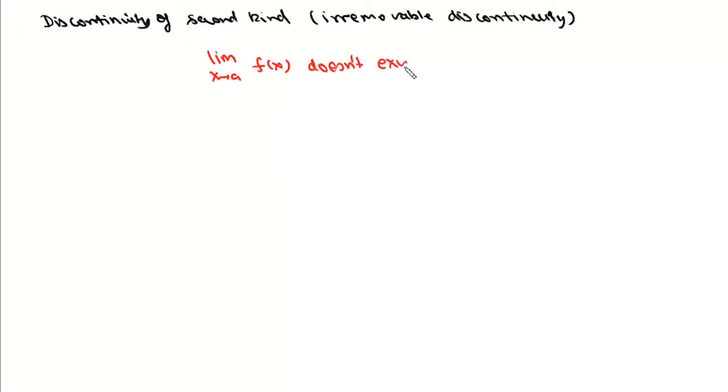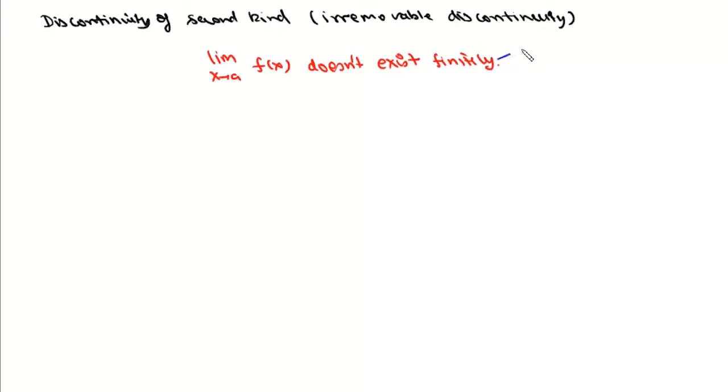Or irremovable discontinuity. Now, we'll have a discontinuity of second kind or irremovable discontinuity if this limit x tends to a of fx itself does not exist, or it does not exist finitely.